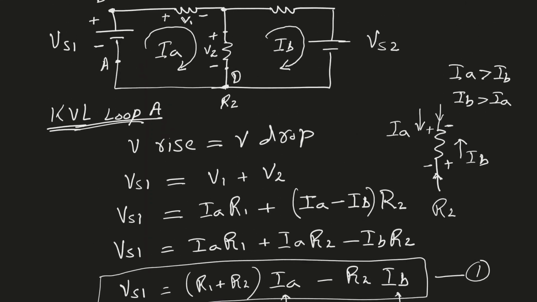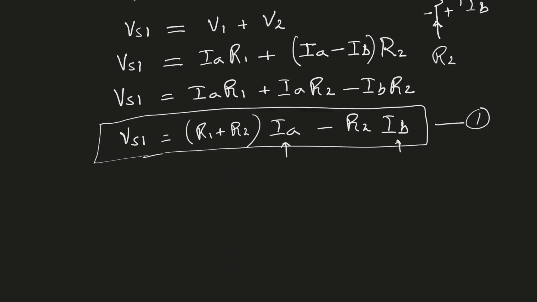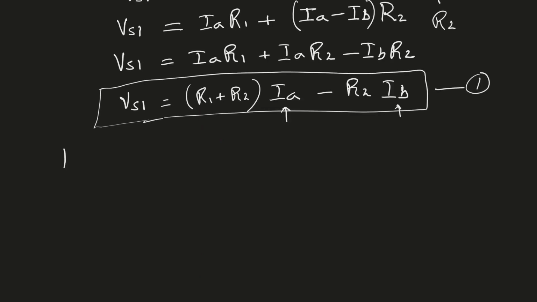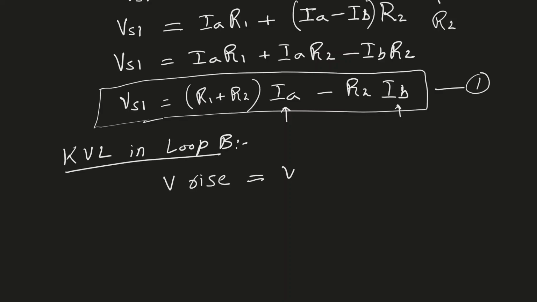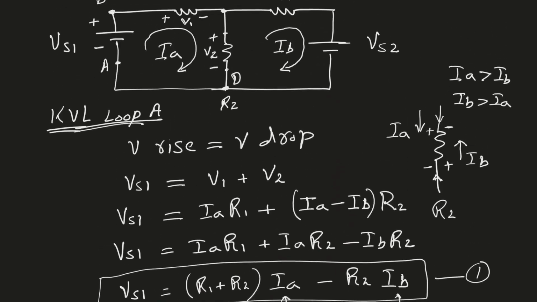Now let's see how we will go about loop B. So we will apply the same process and we will say KVL in loop B. To apply KVL in loop B, we know the statement of KVL, which says voltage rise is equal to voltage drop. Okay, so now let's see which one is voltage rise and which one is voltage drop.